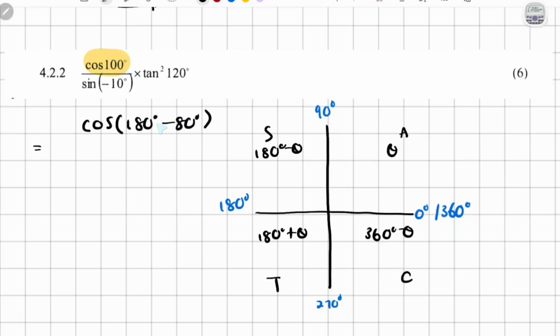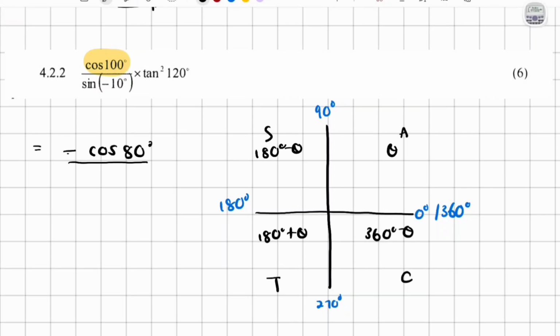Okay, so if you simplify that, now remember that 180 minus theta is in sine's quadrant, meaning cos is negative. So if you reduce that, it's going to become a negative cos of whatever this angle is, because that's your theta. So negative cos of 80 degrees. So that's reduced, right? Okay, and then this goes over, and we have sine of negative 10 degrees. Okay, how do you simplify that?